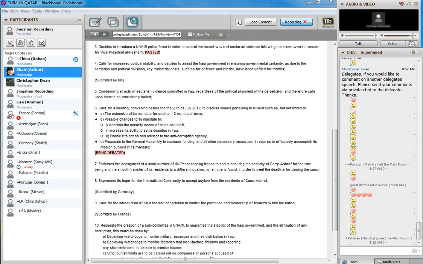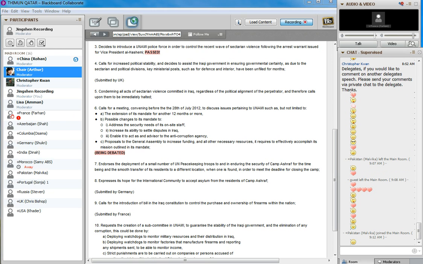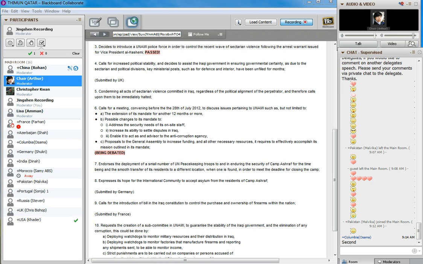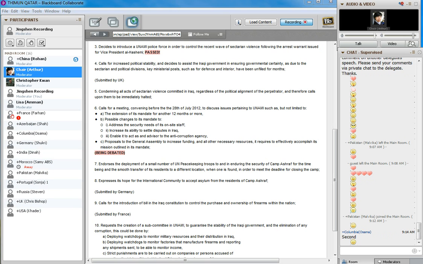Point of information to the chair. Oh, that is in order. Motion to move to previous question. Are there any seconds? Second. Are there any objections? Seeing as there are none, that motion will be entertained. We'll now move directly into voting procedures. Are there any delegates that wish to speak?